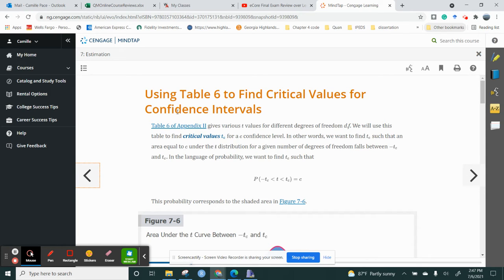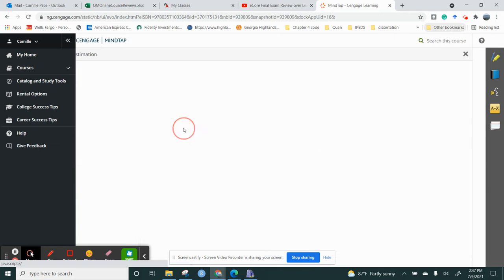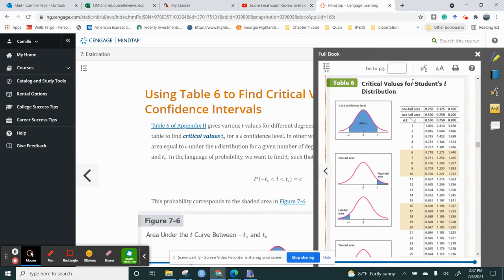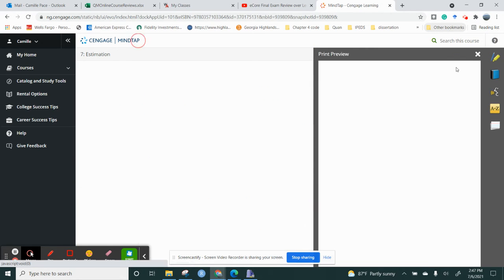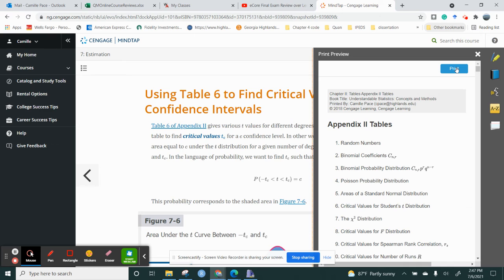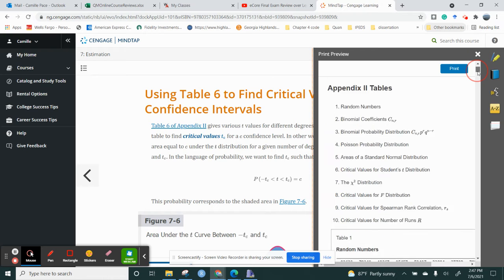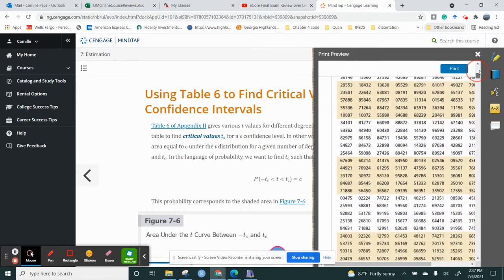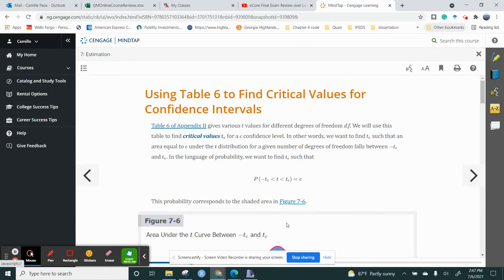The first thing I'm going to show you is that I'm going to need critical values for this, and it says go to table 6 of appendix 2. If you can on your laptop, I would download it or print it and save it as a PDF because you'll need it. For the last couple problems, we needed some of the stuff on here, like the critical values, and it may be helpful to look at it.